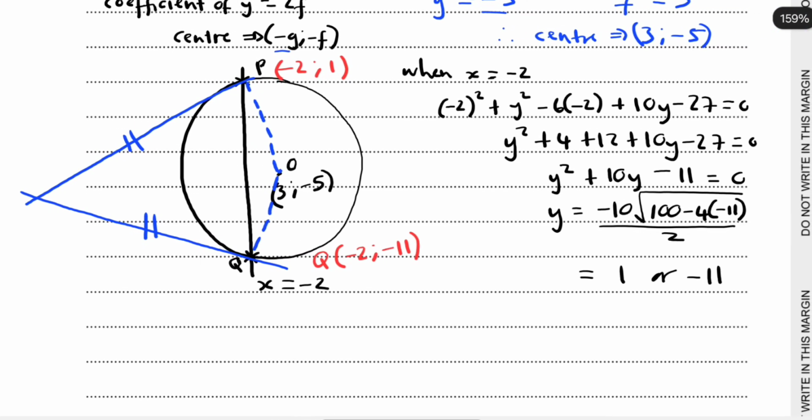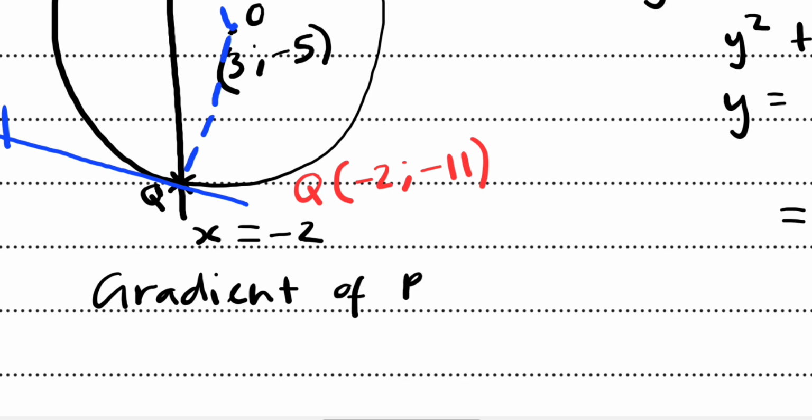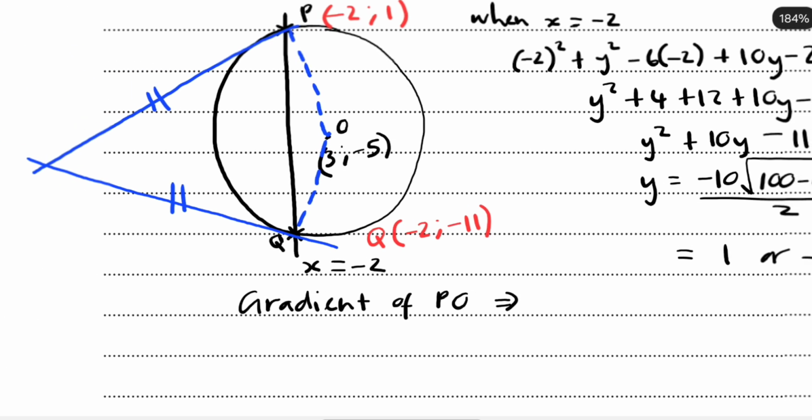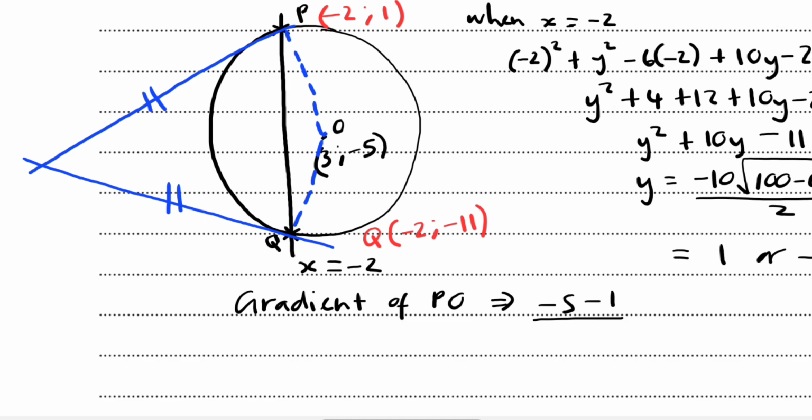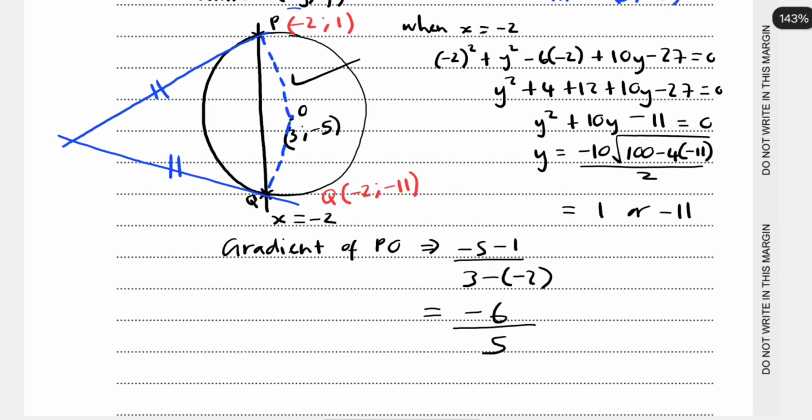So with this now we are going to try and get the gradient of PO first, because we want the equation of the tangent. So the gradient of PO will be minus 5 minus 1 over 3 minus minus 2, and that will give us minus 6 over 5. That's the gradient of this part.